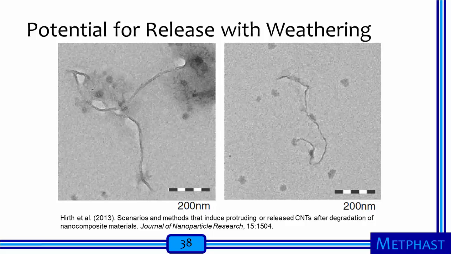Hirth and co-authors demonstrated this potential for nanomaterial release by agitating the surface of an artificially weathered nanocomposite of thermoplastic polyurethane containing carbon nanotubes as the fill material. Transmission electron microscope images of air samples taken during the ultrasonic agitation show that freestanding individual carbon nanotubes were released from the artificially weathered nanocomposite.